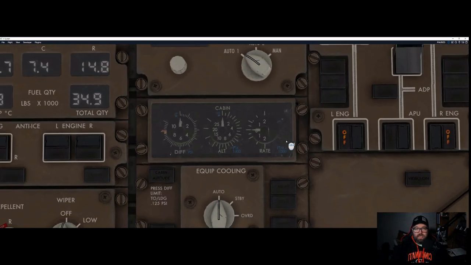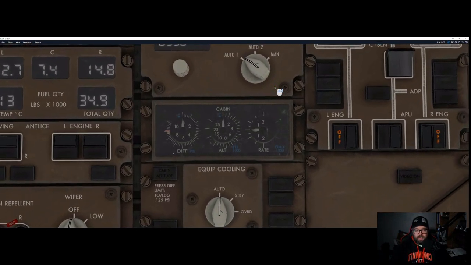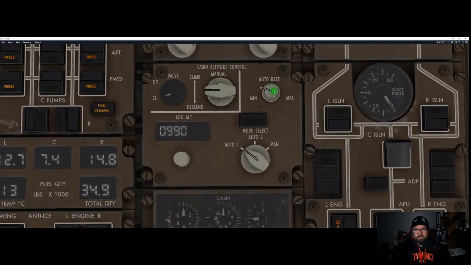Maybe my autocontroller up here, maybe it faulted out on me. Maybe it's not working and it didn't switch over to Auto 2. Well, that'll cause me to lose the cabin. Maybe I'm in manual and I held this thing in open too long. Well, I'm going to lose the cabin.